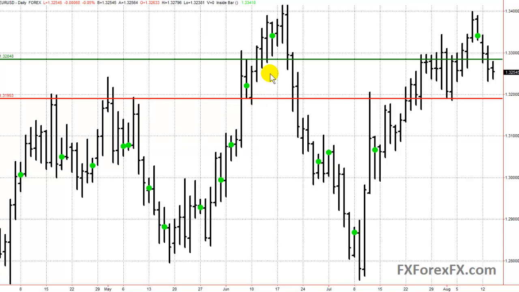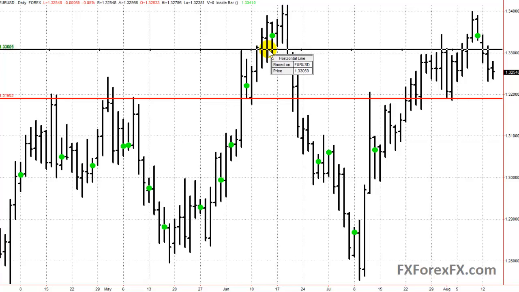Now the nice thing about inside bar breakouts and trading is that you can use the other side of the trade to indicate your stop loss. So for instance, we go long here, the market comes down, and our stop would be right here, we would be out. We go short here, the market goes up, our stop would be there, and we would be out. Now, that's one type of inside bar trading strategy.